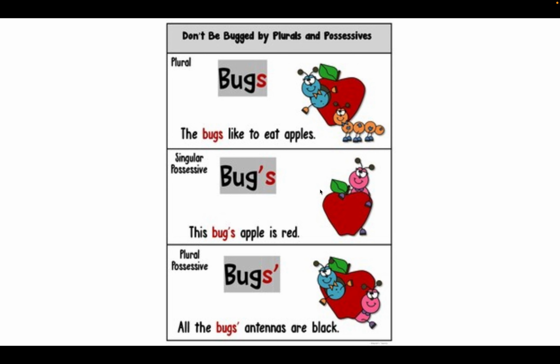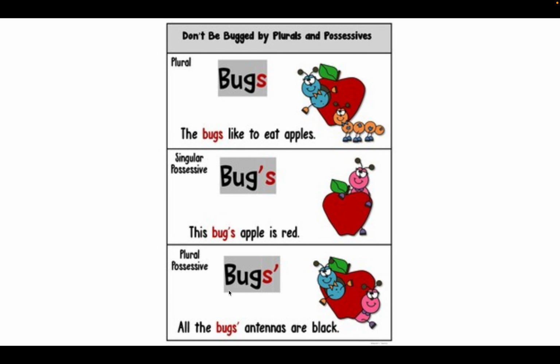Moving on to singular possessive. This means that there is one bug and it owns something. Singular means one, possessive means it's showing ownership. So bug has an apostrophe S at the end. This bug's apple is red. She owns that apple, it's hers, and it's red.